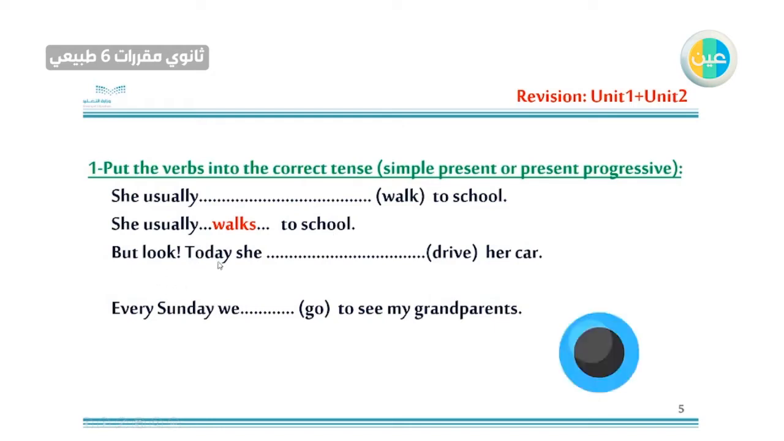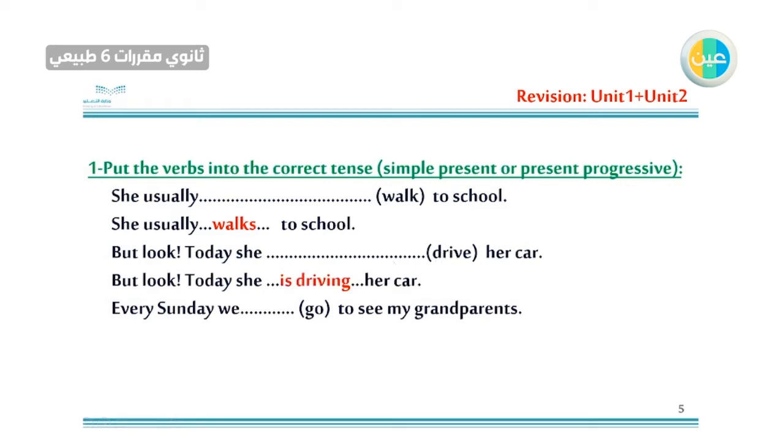But look, today she drive her car. Okay, this is something happening now. It's not her routine. Look. Okay, so present progressive. After she, we will add the helping verb, then the main verb with ing. Let's check. Excellent. Great job. Today she is driving her car. Again, when the main verb ends with e, we have to delete the e, then add the ing.